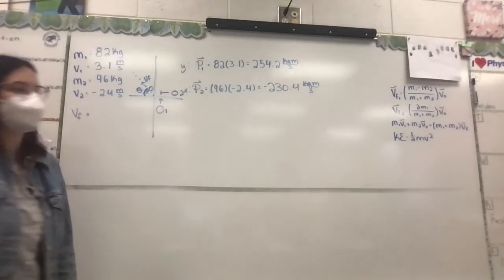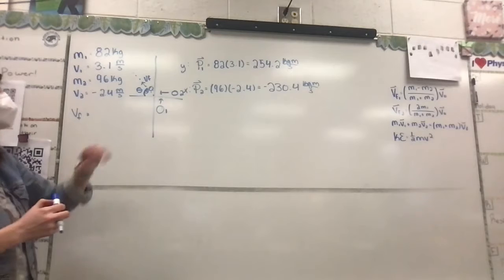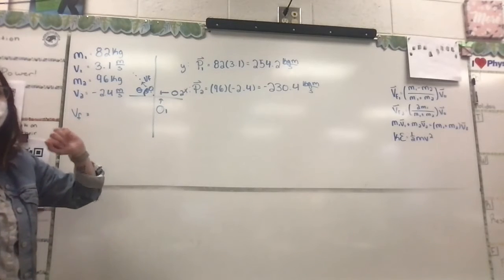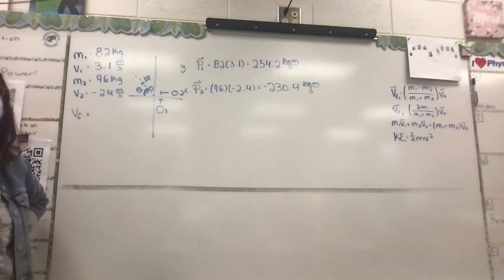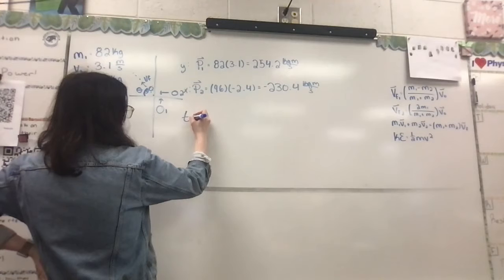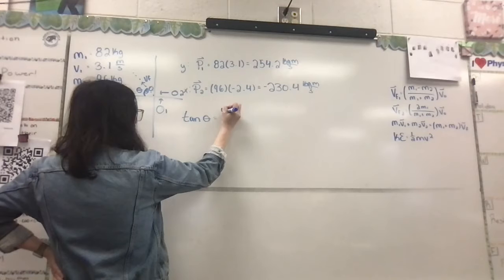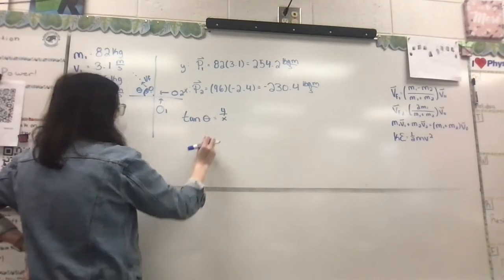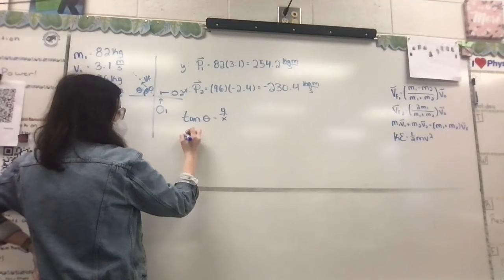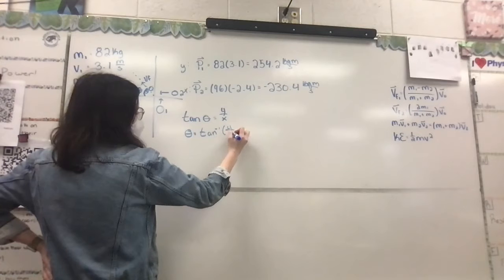Okay. And we need to find a theta, don't we? Yes. So think back to when we did vectors, vector addition and all that stuff. When we had 2 vectors and we wanted to find an angle, what would we do? Tangent. Good. Okay, we have an x and a y. Tangent of theta, is it x over y or y over x? Y over x. Okay, so how would we get just theta? Inverse tangent of y over x.